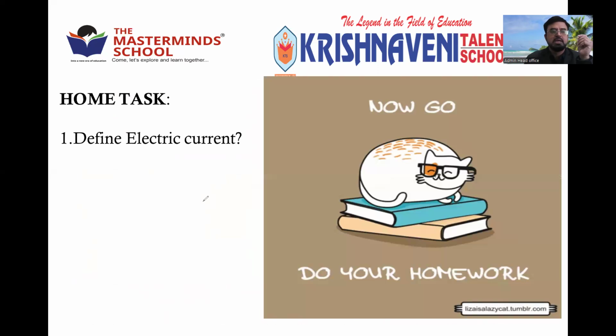Now this is today's work. What is electric current? You can define it as charge. Due to the flow of electrons, electric current will come. When charge flows from one body to another, we'll learn more about electric current in the next classes, including the mathematical formula. So this is today's home task.